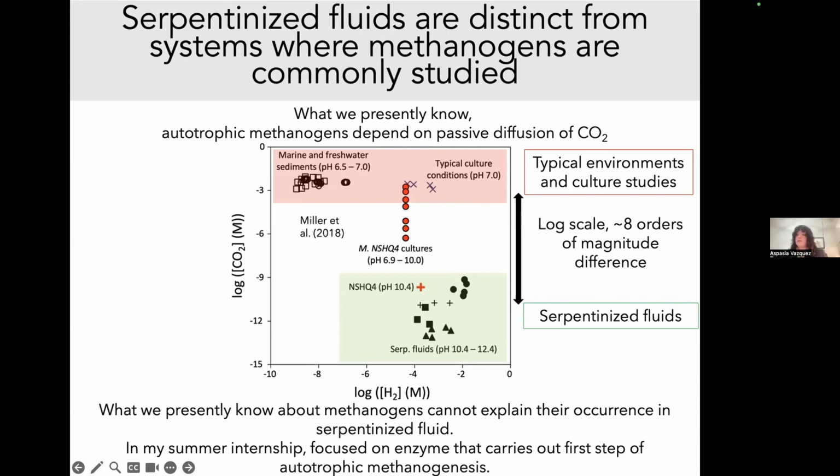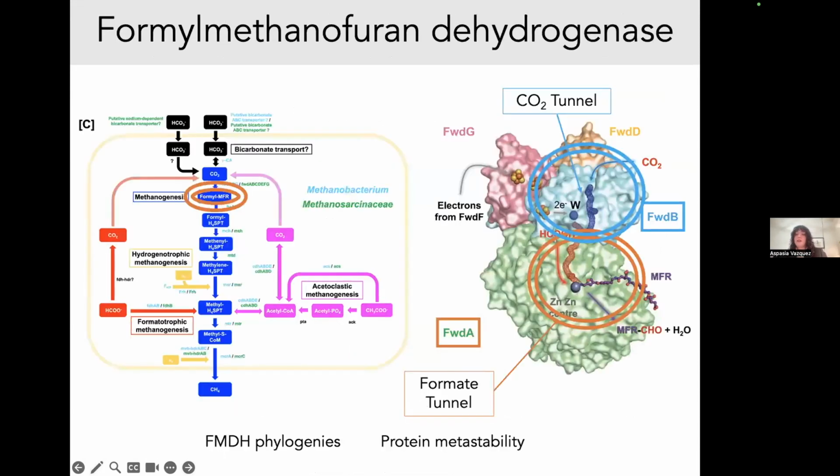And in my summer internship this summer, I focused on an enzyme that carries out the first process of autotrophic methanogenesis that I explained earlier. The enzyme that I particularly studied is called formylmethanofuran dehydrogenase. And the first figure I'd like to highlight on the screen is the one to the left. This is a diagram that outlines methanogenesis. And as you can see, one of the first steps of methanogenesis is to take in CO2 from the environment and then process it into formylmethanofuran and then continue on through the process.